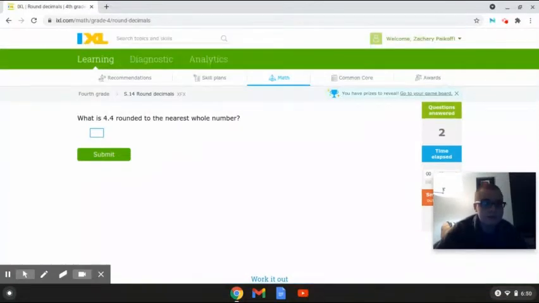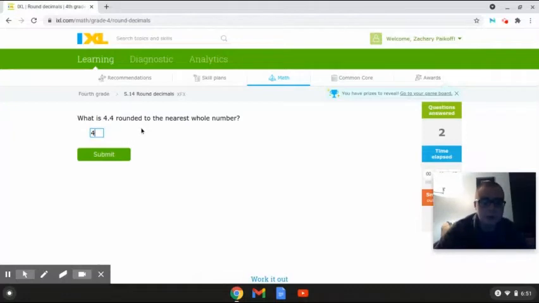Okay, so this next problem reads, what is 4.4 rounded to the nearest whole number? Okay, so in this problem we are given 4.4, and if we look, the first number 4 is the key digit that we're going to be looking at, so that's the number that we're going to be rounding to. And if we look to the right of the number 4, we have the number 4, and the number 4 is less than 5, so that tells me that this number is just going to stay as it is, which is 4.